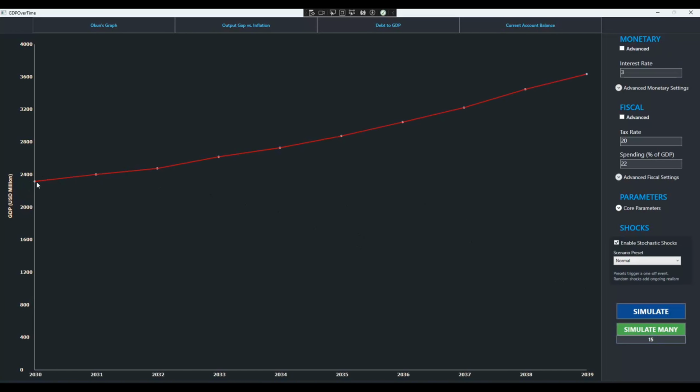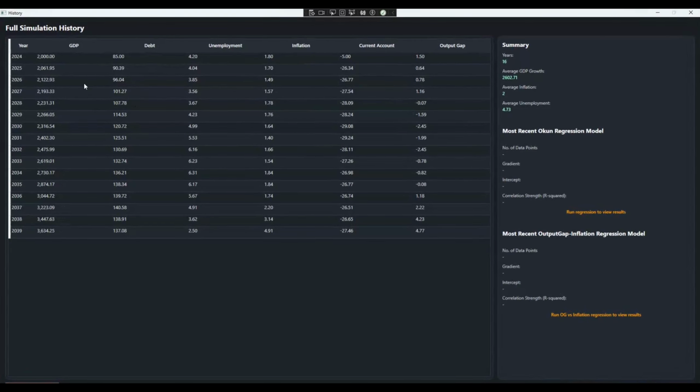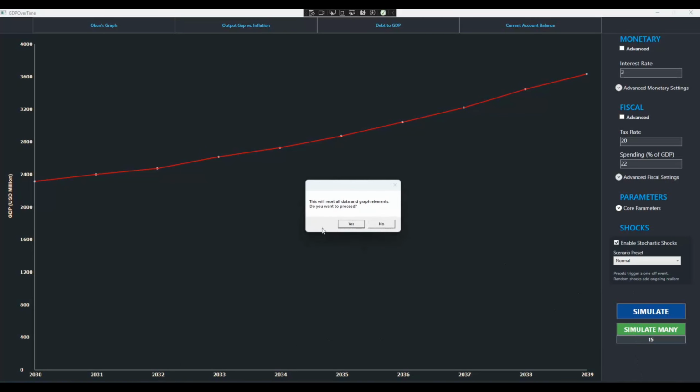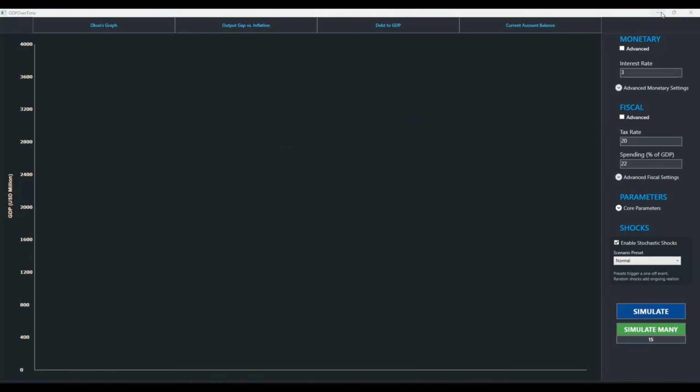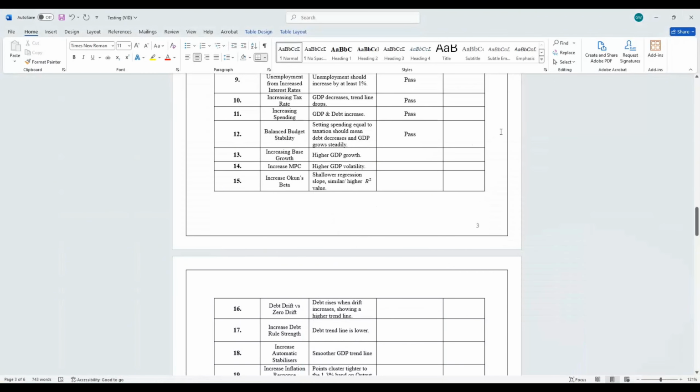So as you can see, we have a steeper gradient in GDP. GDP is growing faster exponentially over time. And then viewing down the analysis tab, we can see an increase in GDP growth from 2061 to 3.6 thousand over the 15-year period. So we can see that when we increase base growth, there is positive correlation with higher GDP growth. So we can mark test 13 as a pass.